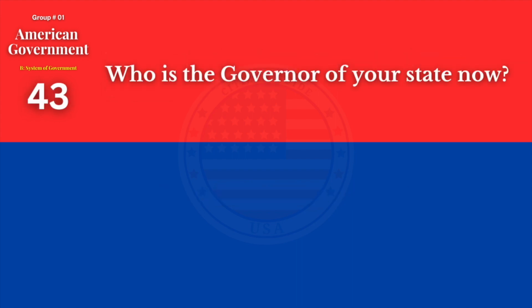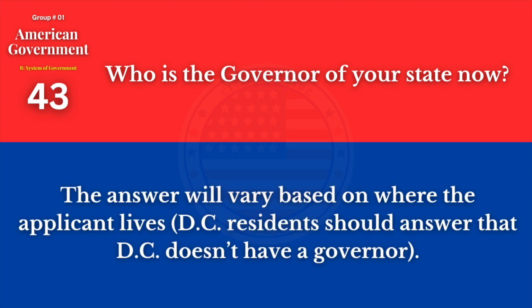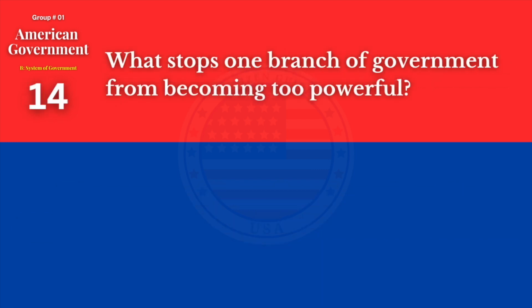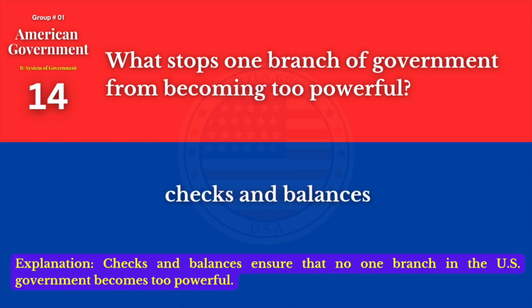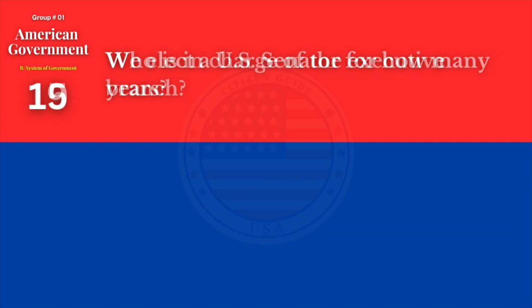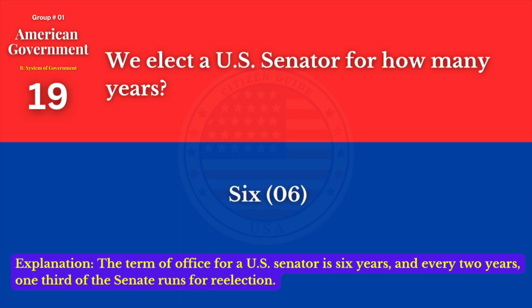Who is the governor of your state now? The answer will vary based on where the applicant lives. D.C. residents should answer that D.C. doesn't have a governor. What stops one branch of government from becoming too powerful? Checks and balances. We elect a U.S. Senator for how many years? 6.